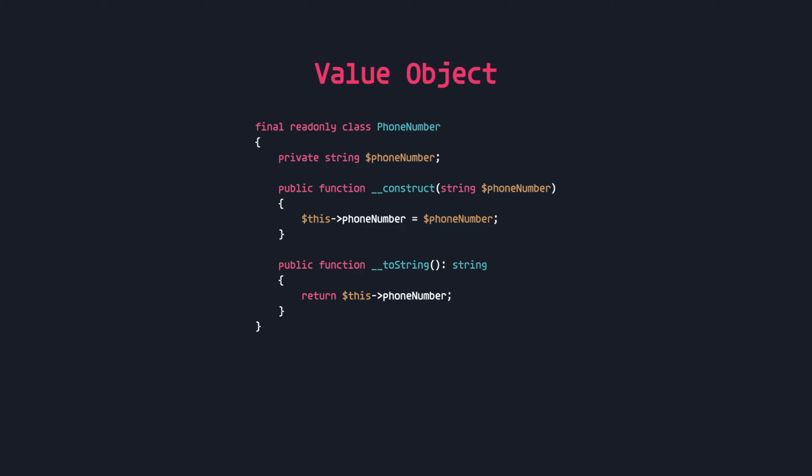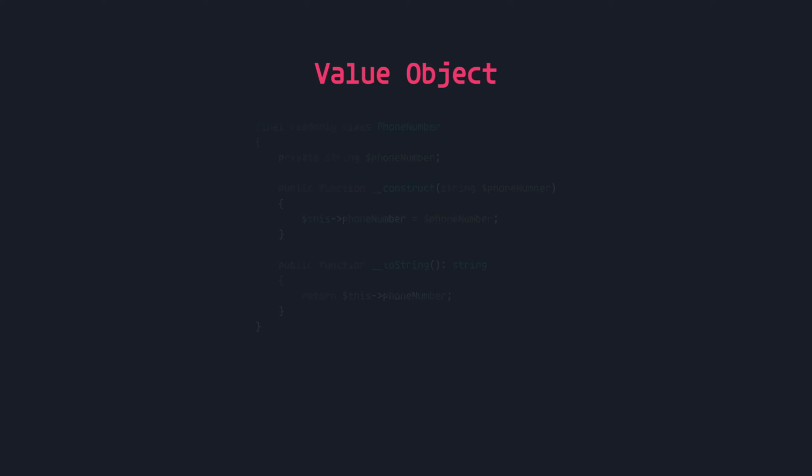You have probably already come across value objects without realizing it. Many programming languages use value objects for dates, for example. In PHP, there is the DateTimeImmutable class. This class represents a value object for dates, which is immutable.